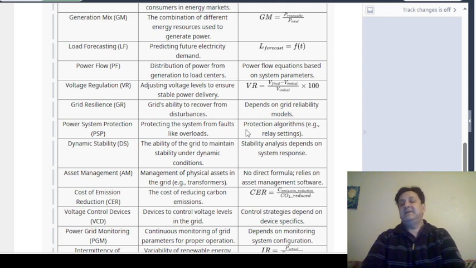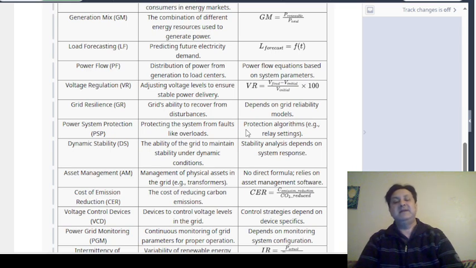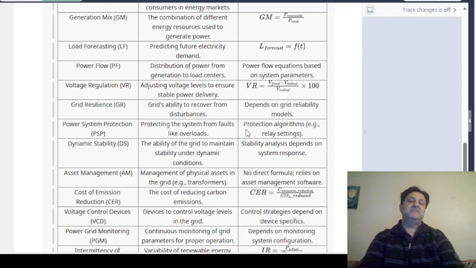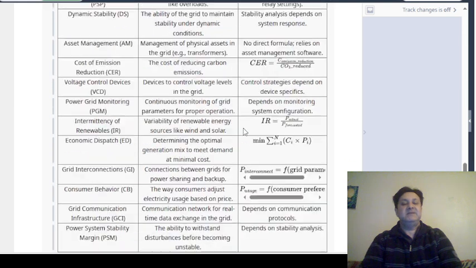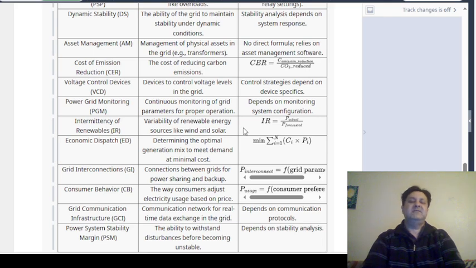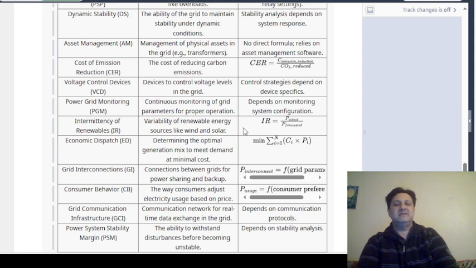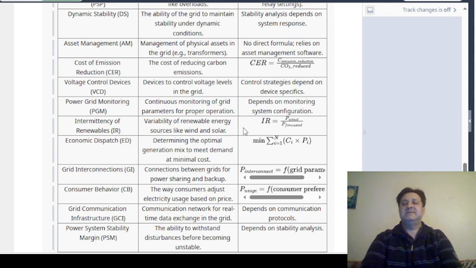Then the dynamic stability, the ability of the grid to maintain stability under dynamic conditions. We're not talking about a particular constant situation; things are changing day by day, time by time, usage-wise or supply-wise or distribution-wise, so we have to make sure that when the system is dynamic, it's stable as well. Then asset management is also important. Management of physical assets in the grid, say transformers or cables or devices, power electronic devices, regulators, relays, and all that, whatever infrastructure you have.